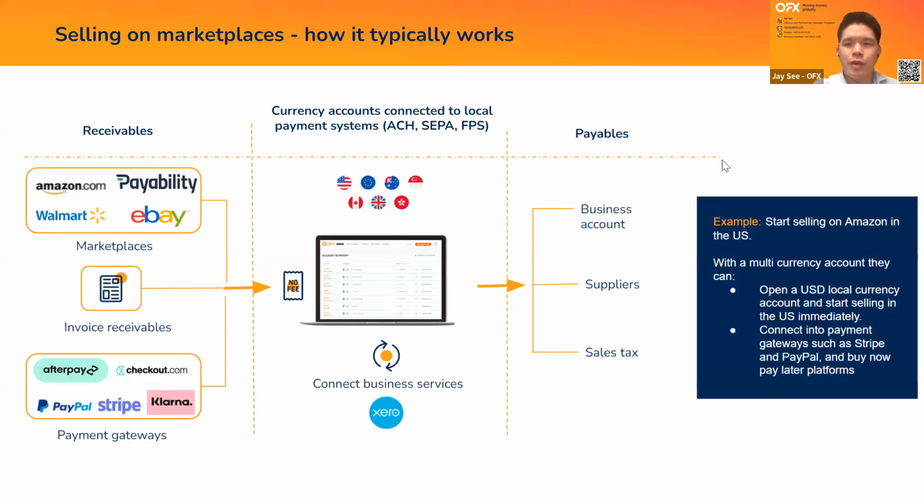Just moving quickly on. In a real life use case or an example, using the Amazon US example with a multi-currency account, here's what you can do, okay? You can open a local USD account and start selling in the US immediately, okay? You can connect to those payment gateways that I mentioned earlier, such as Stripe and PayPal, and also the buy now, pay later platforms.